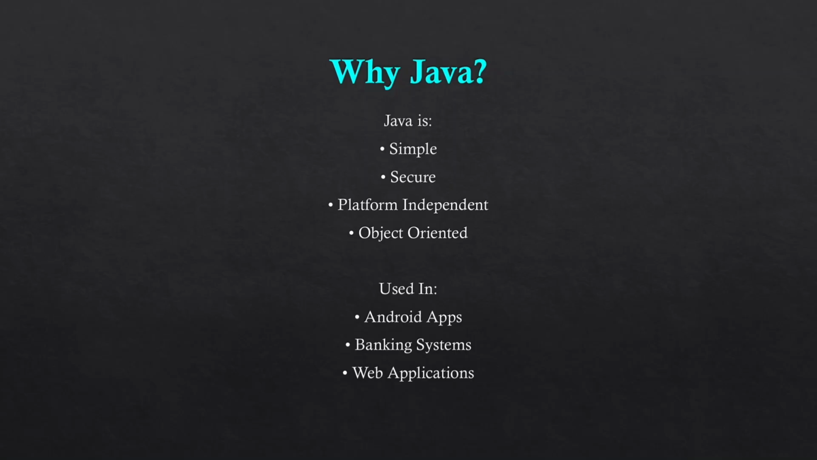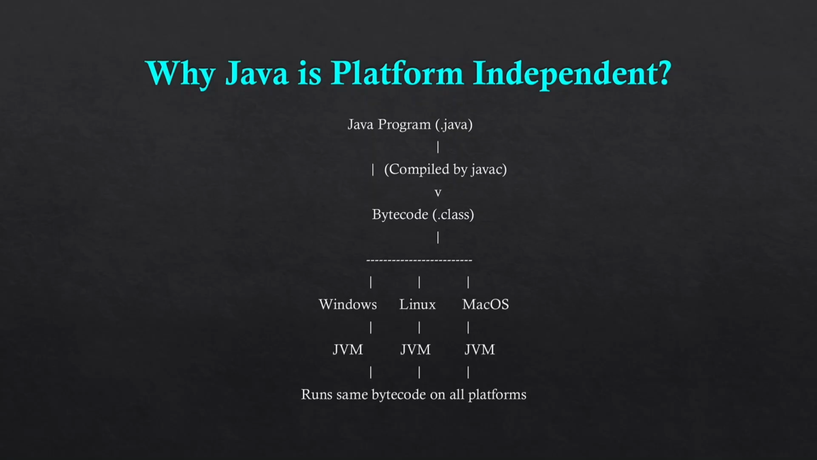Next, why Java? Java is simple, its syntax is super simple, and it is secure. We will learn about the features of secure and object oriented in the next video. Platform independent, I'll tell you more about in the next slide. Java is used in Android apps, banking systems, and web applications. Next, why is Java platform independent?